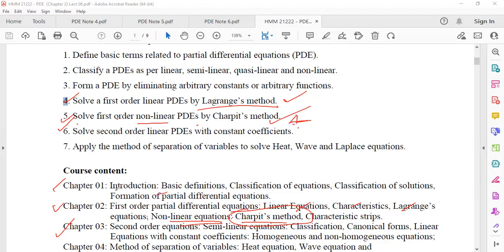We are still in chapter 2. This continuation I will put as chapter 3, so that will be the next thing. We have 1 hour, so we can see Charpit's method if possible.